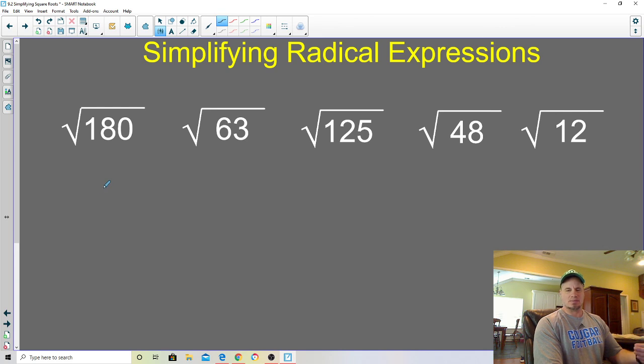Now, if you have no clue what to do, I'm going to show you where to start and how to do it. Some of these are easy to do in your mind, but I'm going to show you how to do them if you don't have a clue. So what we want to do is find the largest perfect square that goes into 180. You may know that. I know that. But in case you don't, this is what we're going to do. Do a little upside down division.